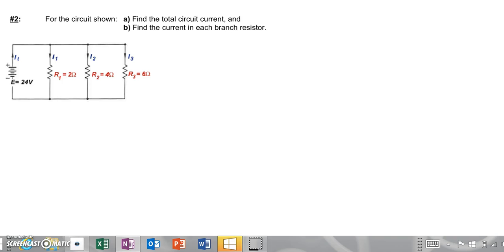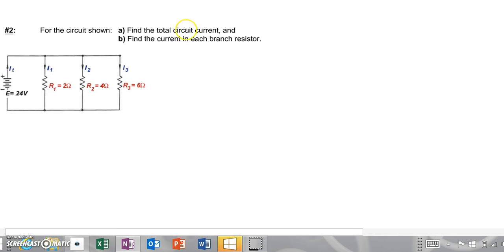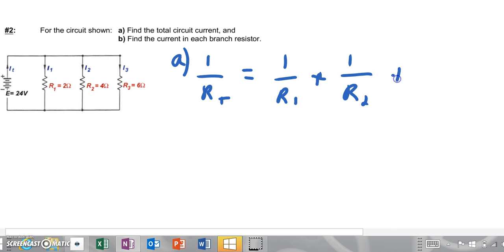Okay, this is a parallel circuit, and we are asked to find the total current and the current in each resistor. Now, the rules for parallel circuits apply to this one, and the first rule says that the reciprocal formula can be used to find the total resistance. So we can take that approach. For part A, we'll say that 1 over RT equals 1 over R1 plus 1 over R2 plus 1 over R3.